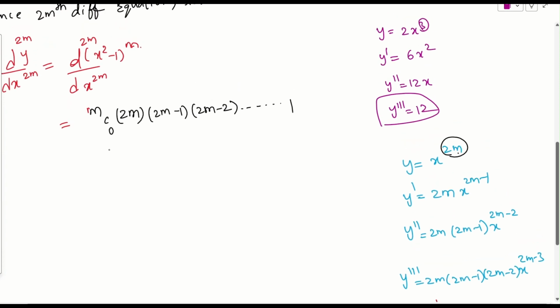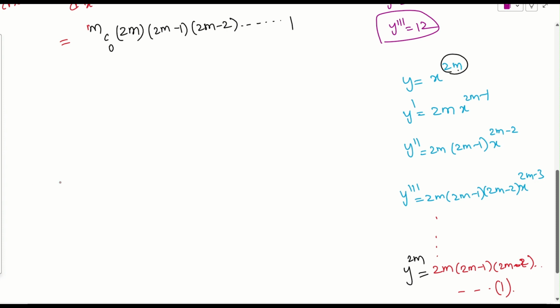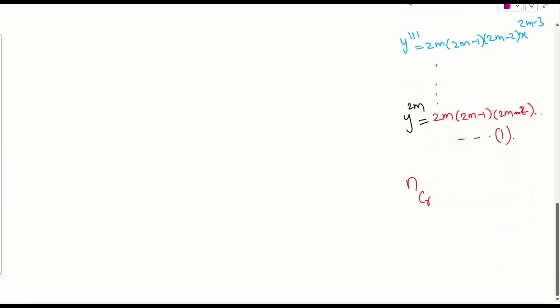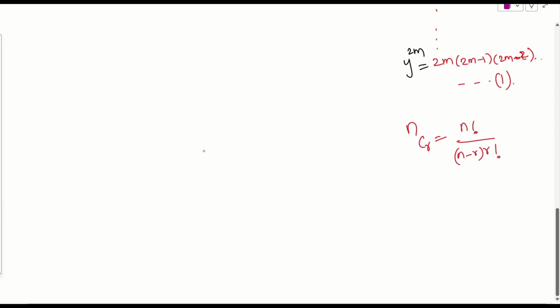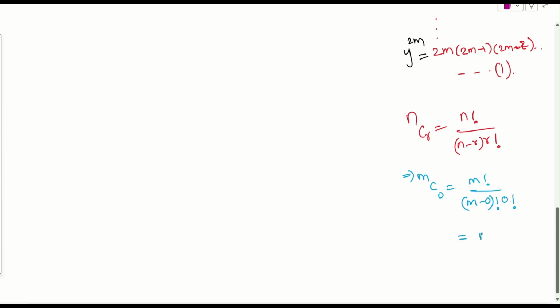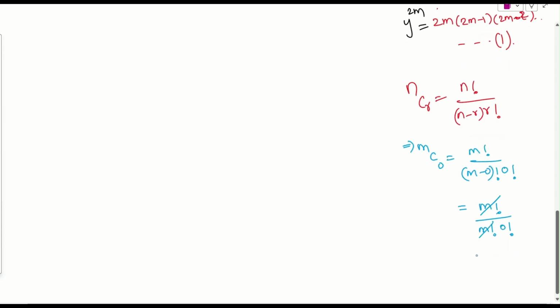Is it fine? What is mc0? Again, if you want the formula, we know that ncr is n factorial by n minus r factorial into r factorial. Is it okay? We are talking about mc0, so let me apply that formula here. mc0 means m factorial by m minus 0 factorial into 0 factorial. So this will be m factorial by m minus 0, which is itself, m factorial, into 0 factorial. So can I cancel m factorial, m factorial?